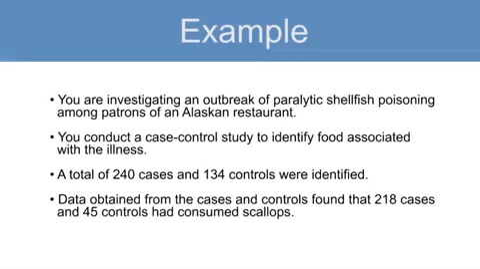Okay, let's try another example. You are investigating an outbreak of paralytic shellfish poisoning among patrons of an Alaskan restaurant. You conduct a case control study to identify food associated with the illness. A total of 240 cases and 134 controls were identified. Data obtained from the cases and controls found that 218 cases and 45 controls consumed scallops. Now I'd like you to create a 2x2 table and calculate the odds ratio for this example and interpret your results, and then check back in a minute.